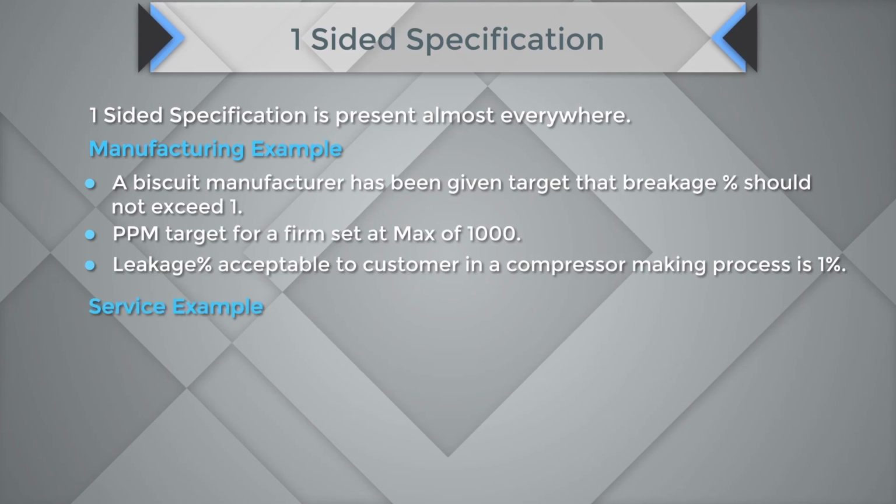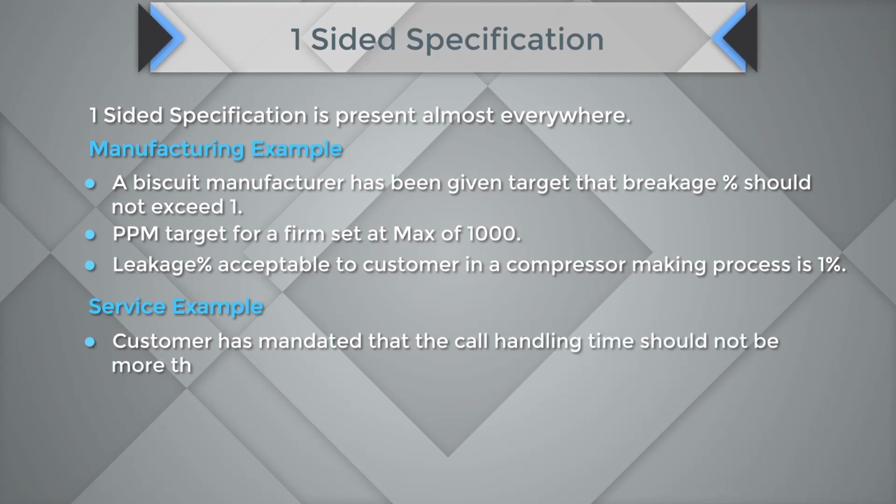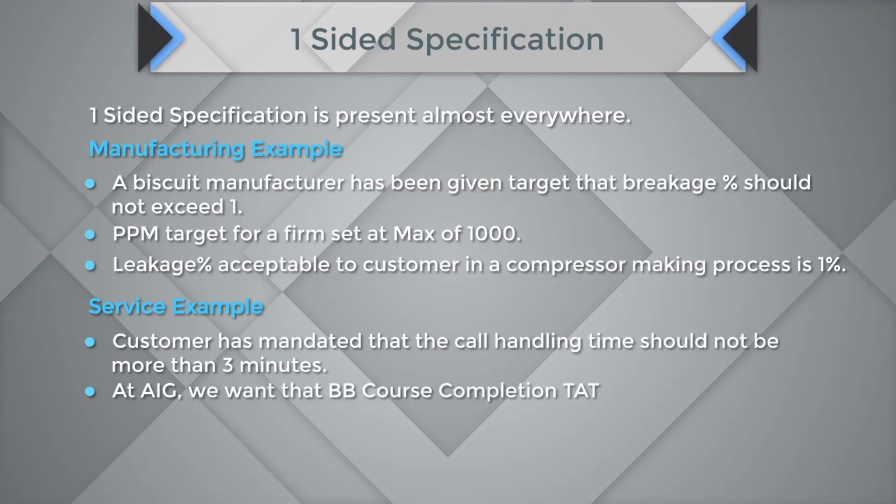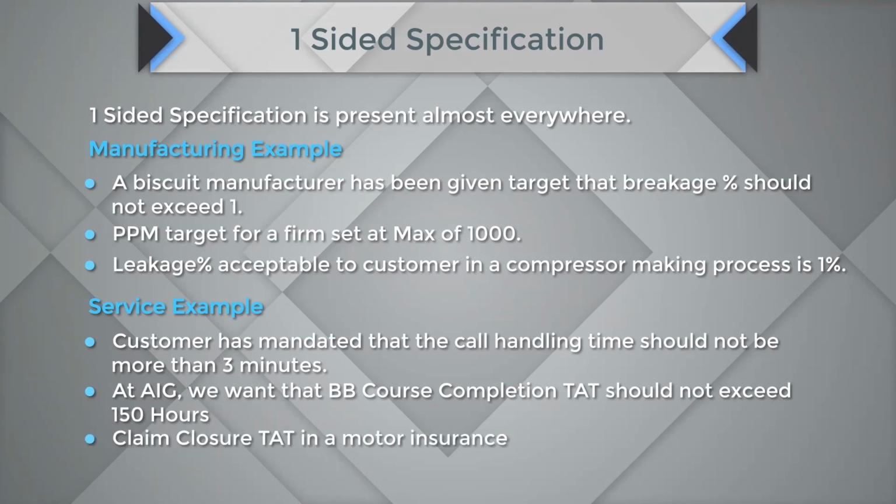In the service side of life, if the customer has mandated that the call handling time should not be more than 3 minutes, my 3 minute is an upper specification limit. Exceeding that shall not be acceptable to my customer, hence it is a USL. At Advanced Innovation Group, the turnaround time for a Six Sigma Black Belt batch completion should not exceed 150 hours, upper specification limit. Or a motor insurance company saying that the claim closure TAT is not to exceed 13 days. So again, 13 being my upper specification limit.